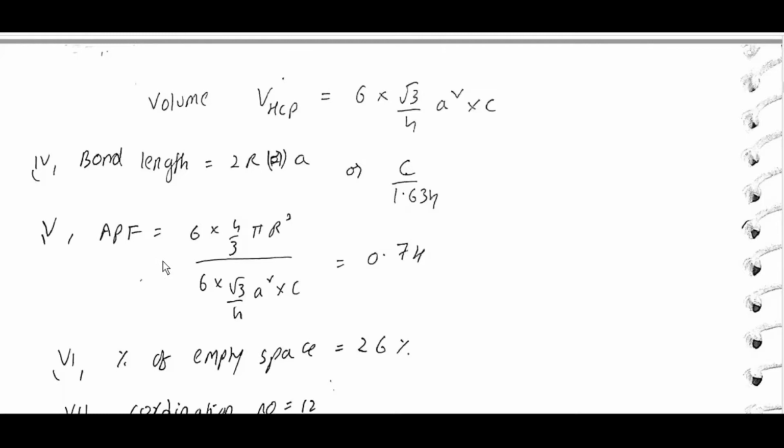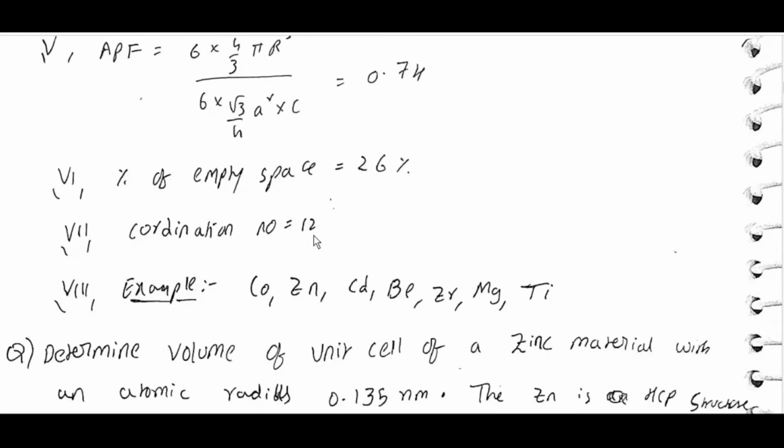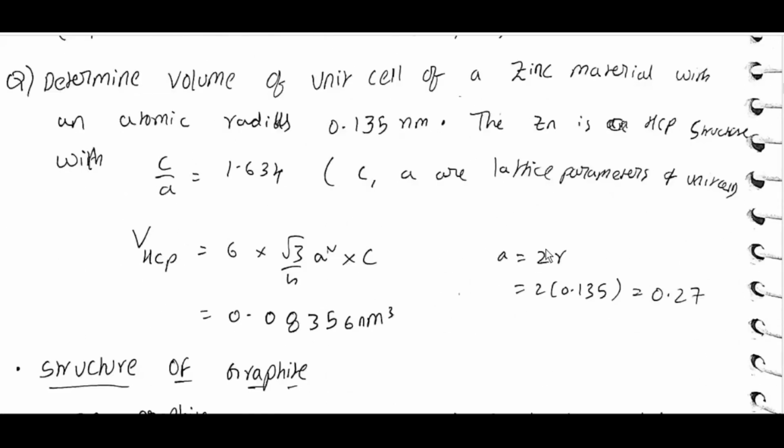Atomic packing factor is equal to 6 into 4/3 pi r cube by 6 into root 3 by 4 a square into c, which is equal to 0.74. Percentage empty space is equal to 26%. Coordination number is equal to 12. Examples: cobalt, zinc, cadmium, beryllium, zirconium, magnesium, titanium.